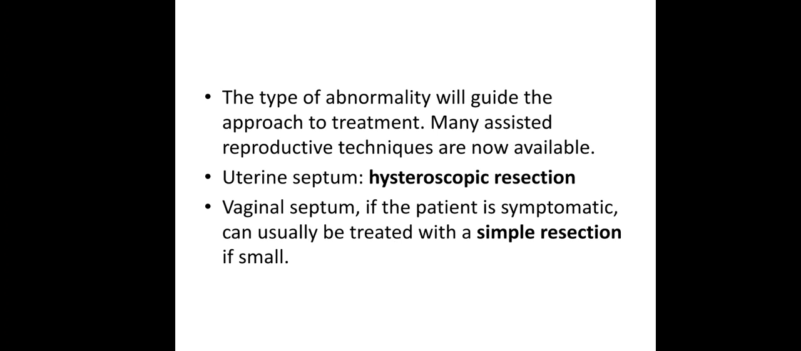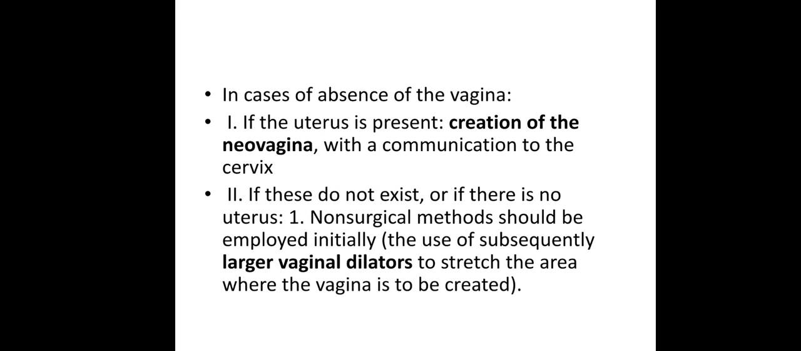And some you cannot treat at all. The type of abnormality also will guide. Many assisted reproductive techniques might be used. ART might be used for reproductive functions. Otherwise, what we generally can offer is uterine septum hysteroscopic resection, vaginal septum simple resection, and treatment if there is an absence of vagina. Now these are the major surgeries that are done in reproductive tract anomalies.